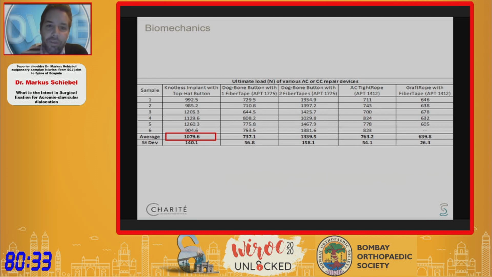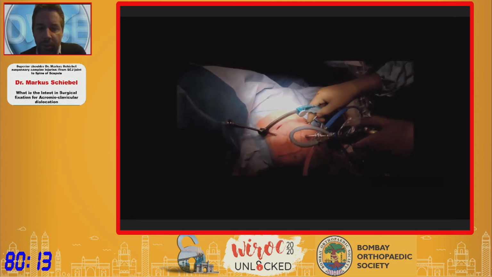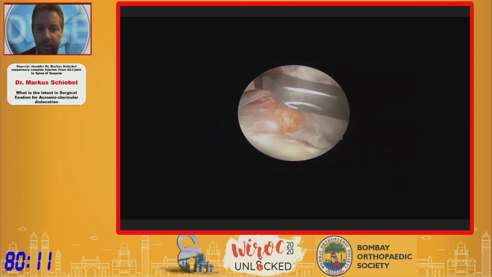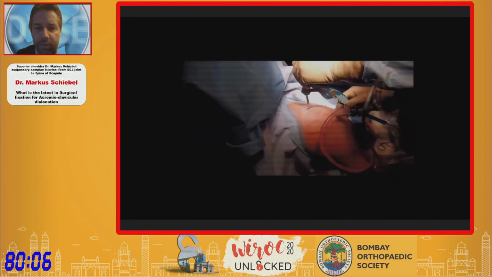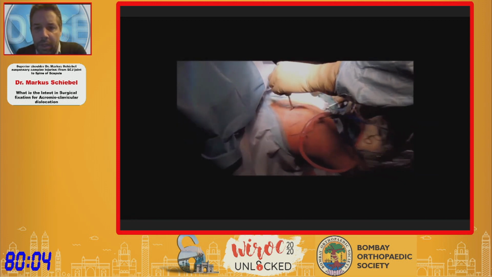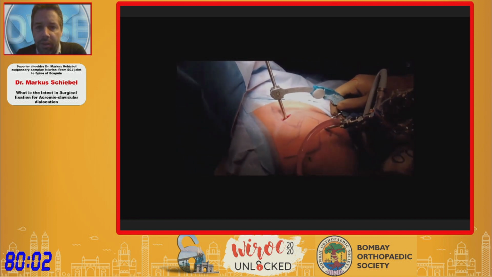Here you see the primary fixation strength with 1,080 newtons, compared to the old tightrope with 763 newtons. The dog bone with 2 tapes is a little bit better, 1,300 newtons, but it's questionable if you really need these additional 250 newtons. So I briefly show you the surgical technique in a short video. We look from lateral via a transtendinous portal. We go in with an aiming device, as you can see here.